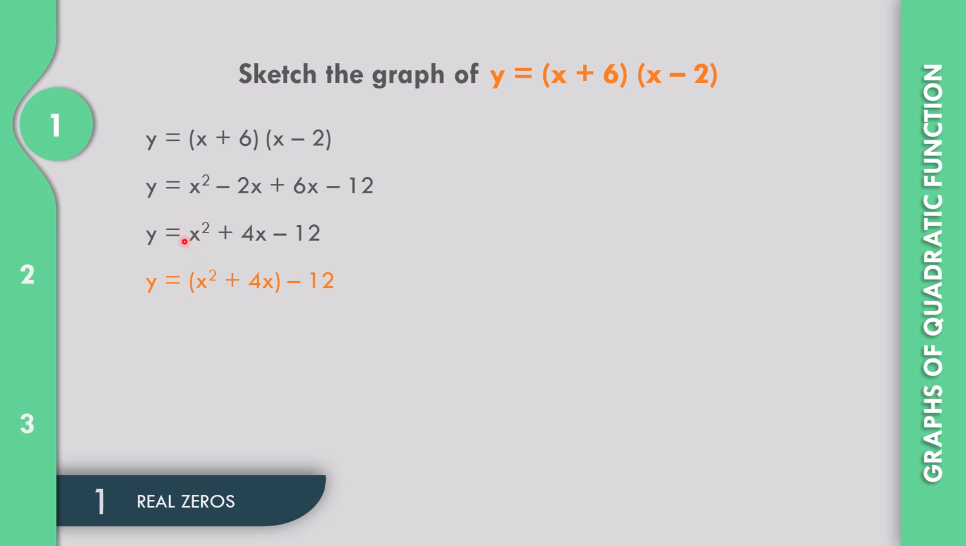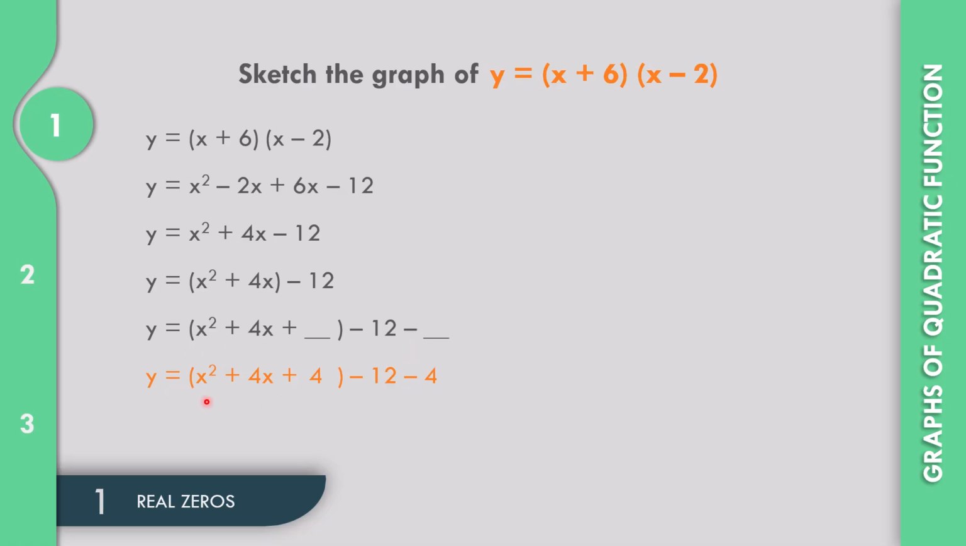So, after combining, we have x squared plus 4x minus 12. So, let us identify the vertex form. What could be the number to be added and then subtracted to make this equation a perfect square trinomial? So, 4 divided by 2 is 2. 2 times 2 is equal to 4. So, the number to be added is positive 4, and then this one, copy negative.